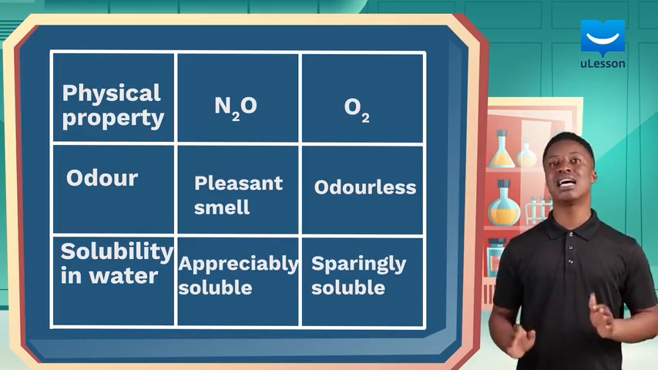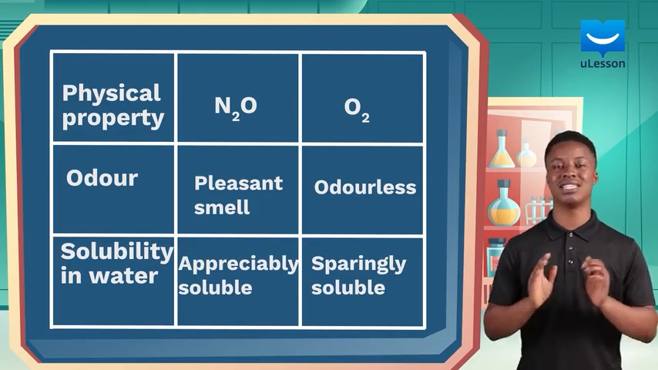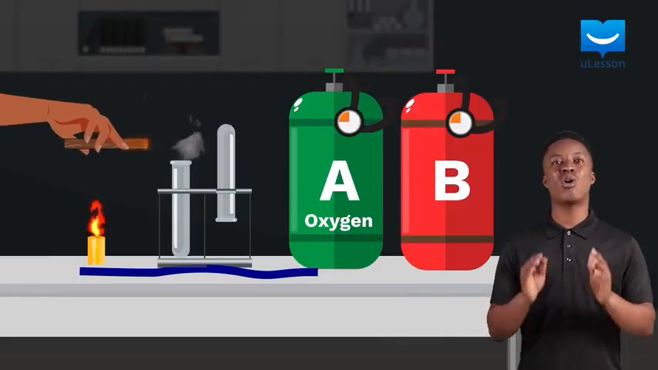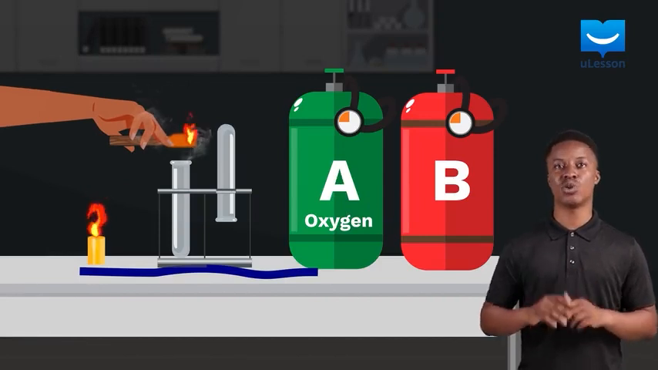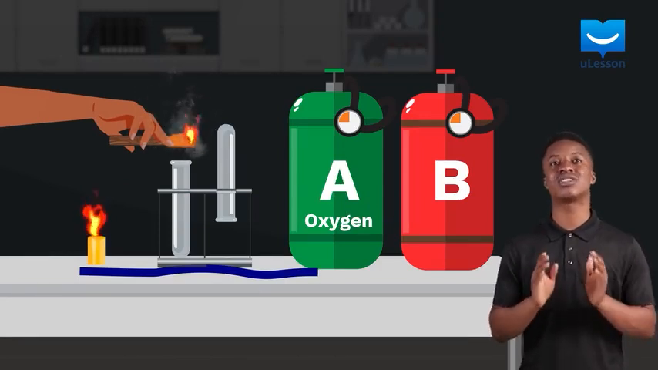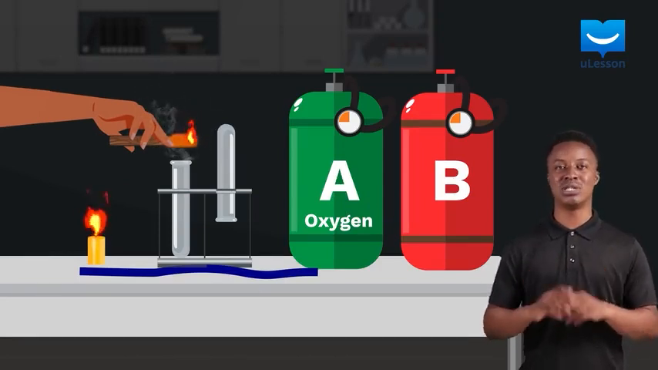To put it simply, I want you to take one thing in particular from this lesson, and it is oxygen can be distinguished from other gases aside dinitrogen(I) oxide gas by the fact that oxygen gas rekindles a glowing splinter.